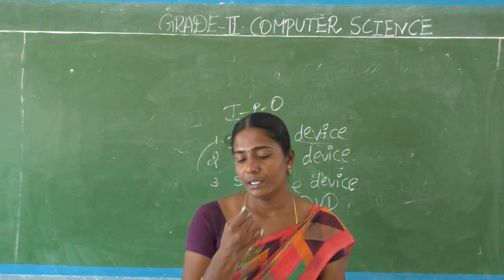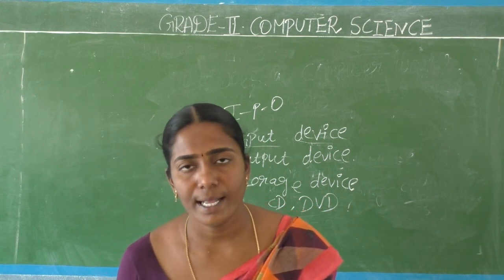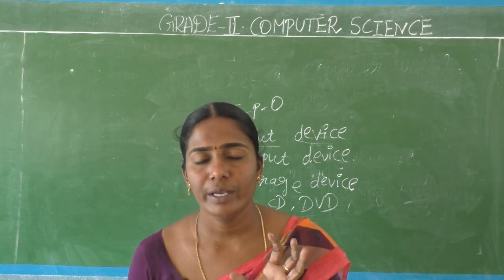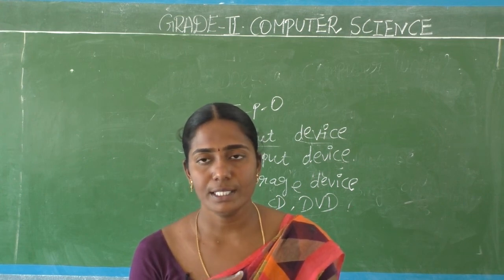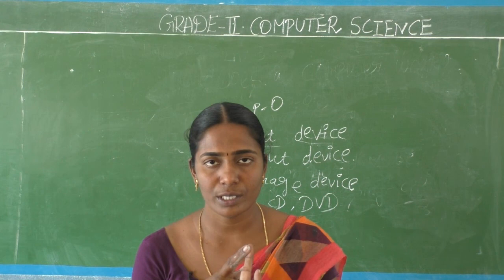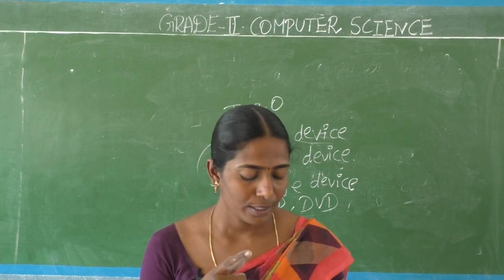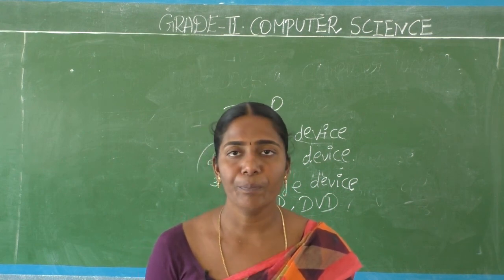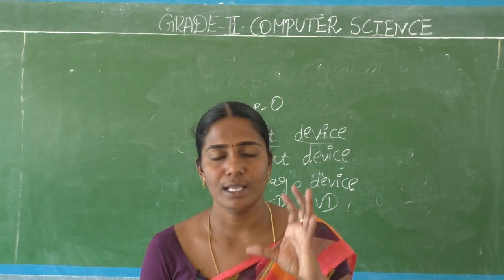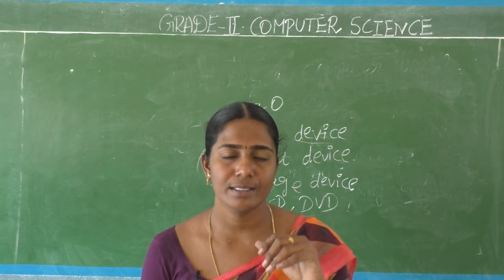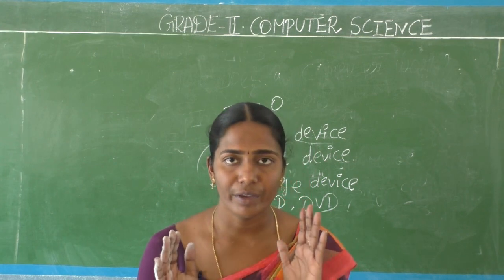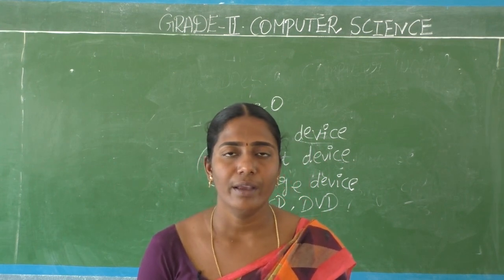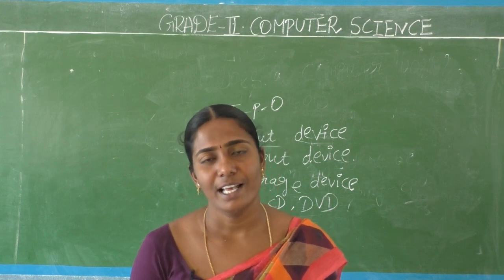So okay children, in this class the lesson we have learned is chapter 3, how does a computer work, and chapter 4, I simply gave the introduction. What is chapter 4? The lesson name is computer devices. So okay children, listen to these videos very carefully. We will see in the next class. Thank you.